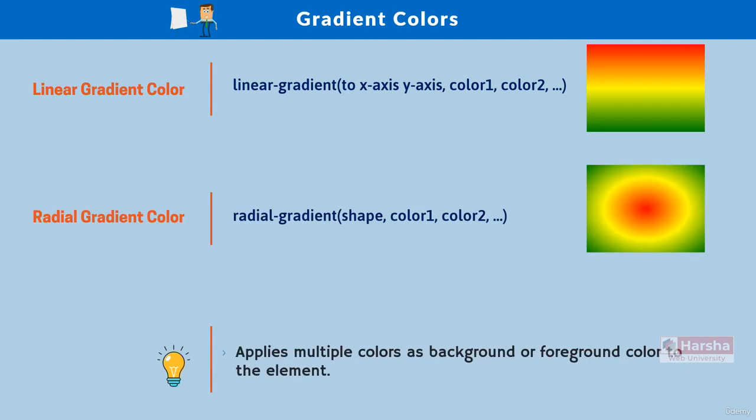There is one more type, that is radial gradient colors. In this case, you will be able to define the shape, either ellipse or circle or any other custom shape, followed by a sequence of colors. So these colors are arranged in the given shape.